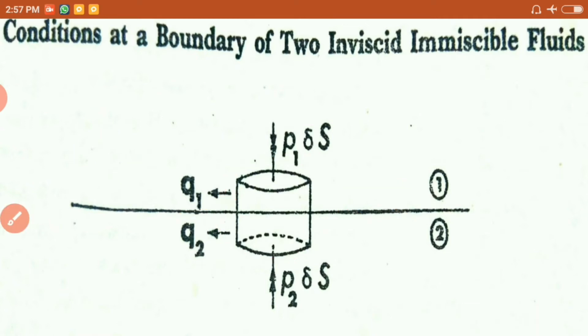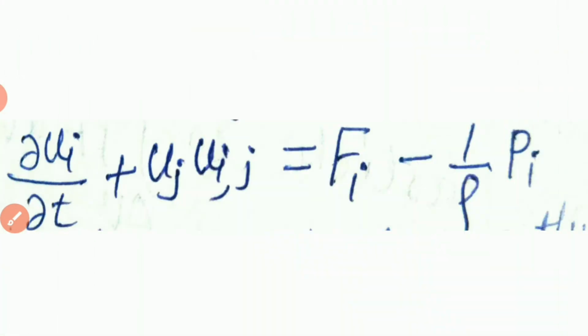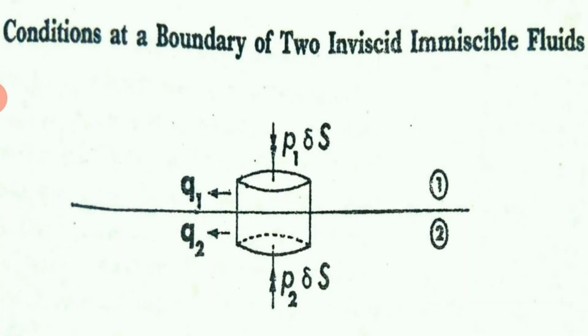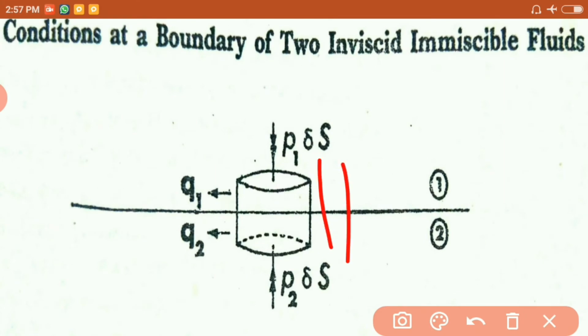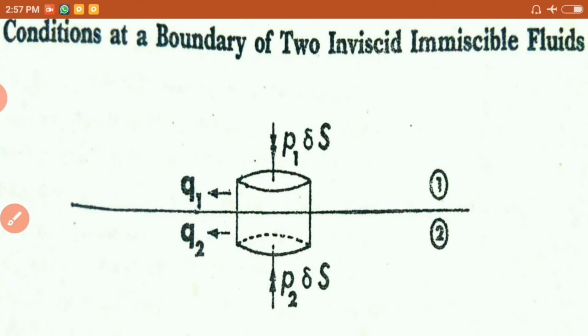Since there is no fluid transfer across the boundary, P1 delta S is equal to P2 delta S, where P1 is equal to P2. In particular, for the case of liquid in contact with the atmosphere, the pressure at the free surface is the same as that of the atmosphere. So this article is finished.